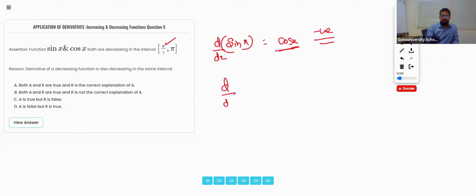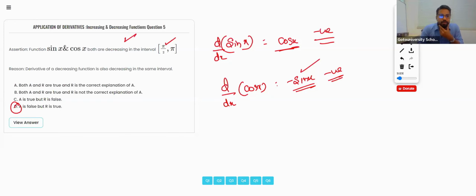What is d by dx of cos x? Minus sin x. Is it true? From pi by 2 to pi, what happens to minus sin x? Sin x is positive, so minus sin x is negative. Yes, that is also correct. Sin x is positive in that interval, minus sin x is negative. So both are decreasing, correct. The assertion is true. As the assertion is true, option D can be ruled out.